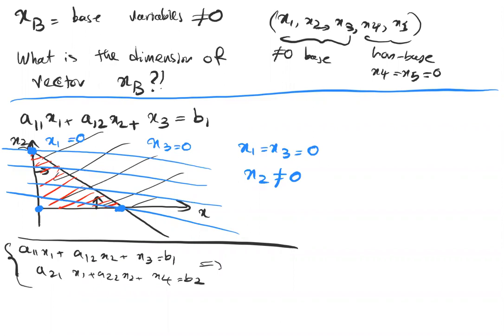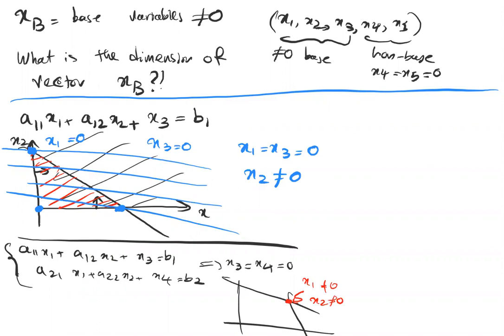In this scenario, x3 equals x4 equals 0, but because we have two lines, these two lines are going to intersect somewhere here, where x1 is non-zero and x2 is non-zero.